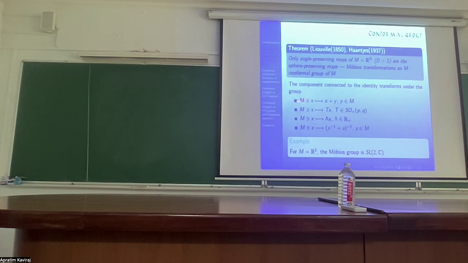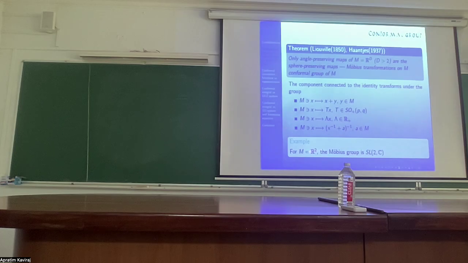So any x in M, R^d, can be translated by a vector in M, or acted on by an orthogonal transformation sitting in SO(p,q), the orthogonal one. You can scale it by a positive real number. And there's another, which is called a special conformal transformation, which is: first take the inverse of x in some sense, then translate it, then take another inverse, for any a in M. I'm going to explain what inverse means.